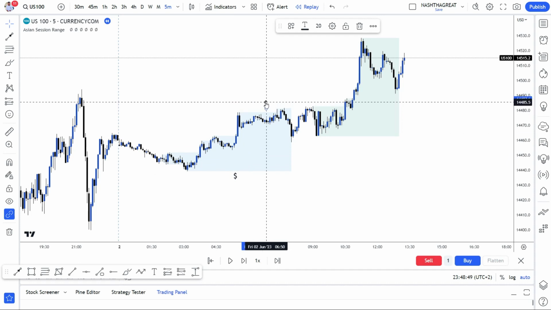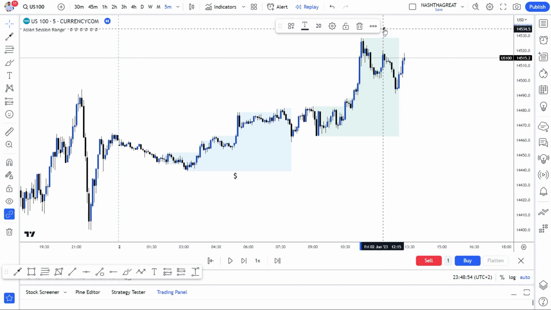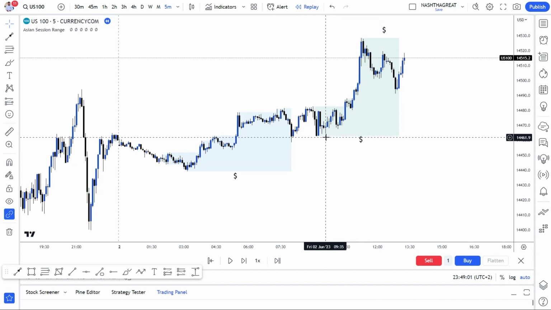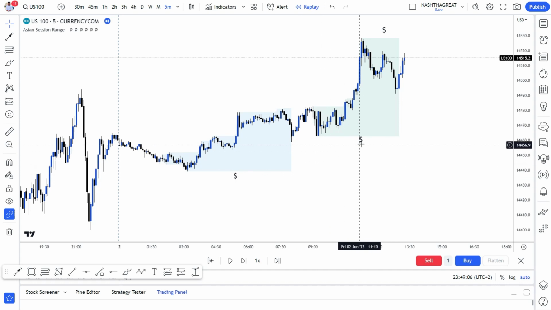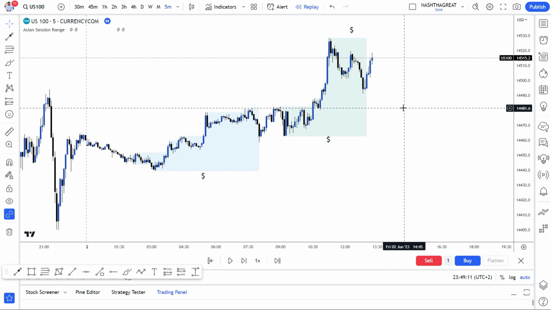But this one has already been taken by the move that we can see they've made to the upside. So we have liquidity that is still sitting above the London session high. Then we also have some liquidity that is still sitting below the London session low. So the liquidity that we can actually focus on is this liquidity, that liquidity, and that liquidity. These are our liquidity pools of interest that we can use for our setups.